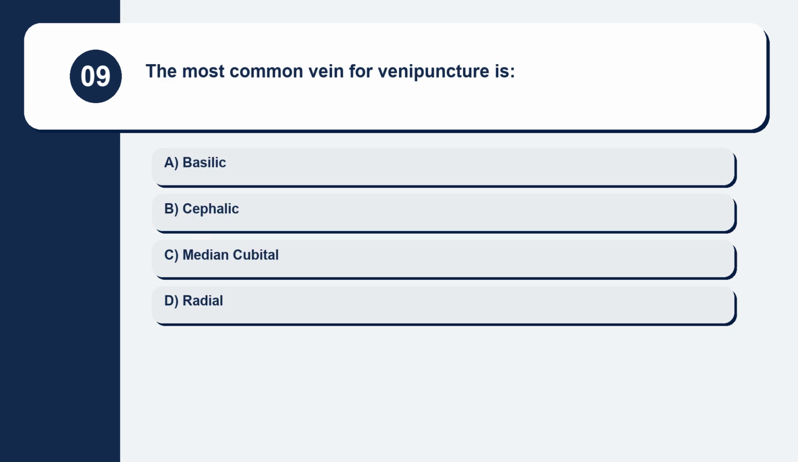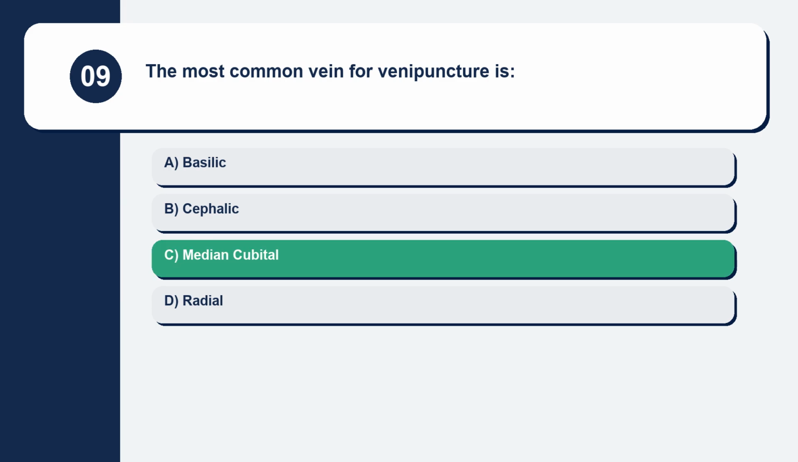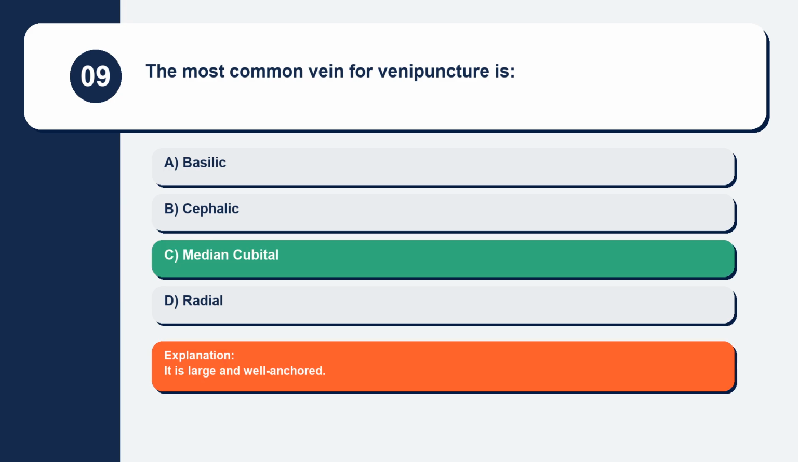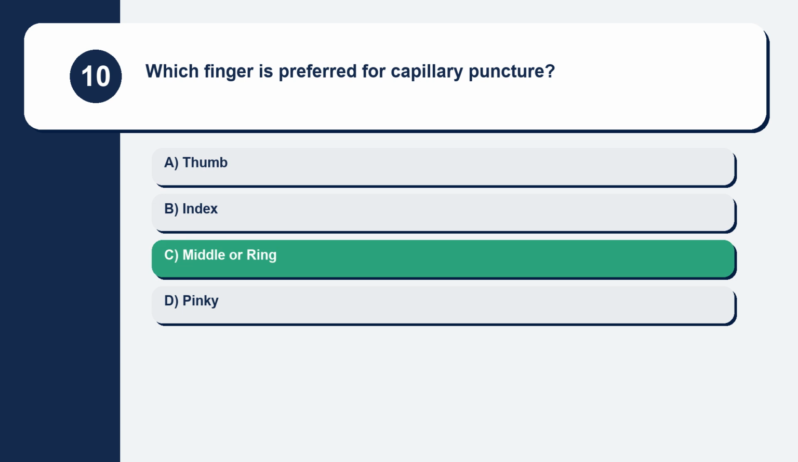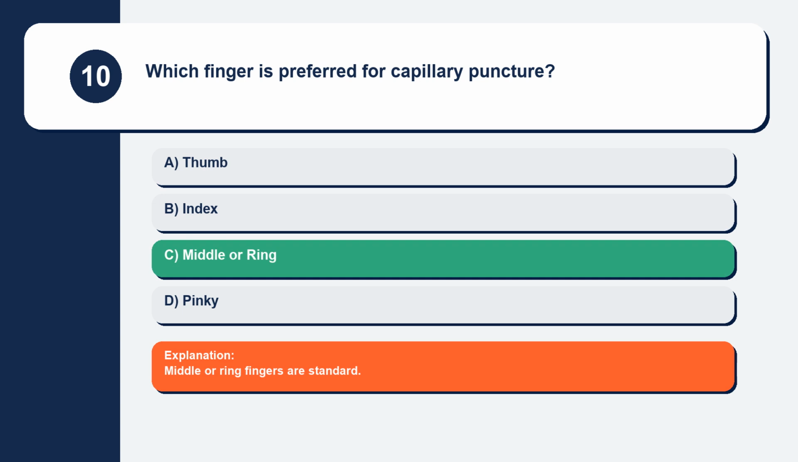Question 9. The most common vein for venipuncture is basilic, cephalic, median cubital, radial. It is large and well anchored. Question 10. Which finger is preferred for capillary puncture? Thumb, index, middle or ring, pinky. Middle or ring fingers are standard.